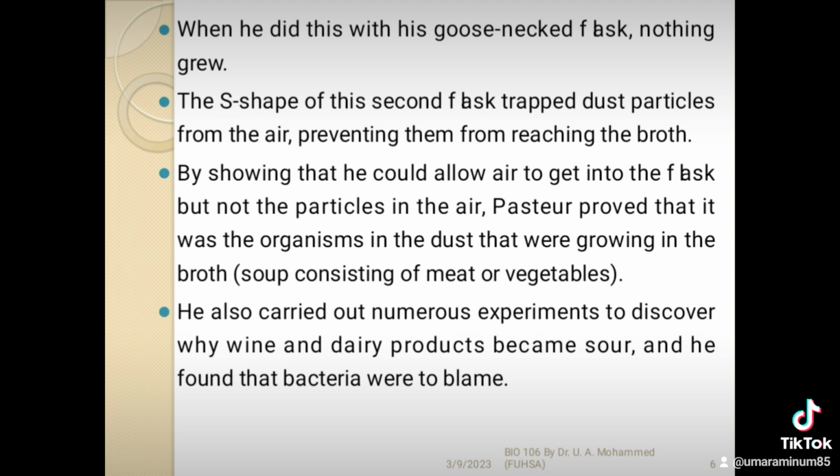The gooseneck flask is a flask that is basically S-shaped, right? And it shows that the flask trapped the particles from the air, preventing them from reaching the broth. By showing that he could allow air into the flask, but not the particles in the air, Pasteur proved that it was the organisms in the dust that were growing in the broth. This put an end to the debate of spontaneous generation. He also carried out numerous experiments to discover why wine and dairy products became sour.